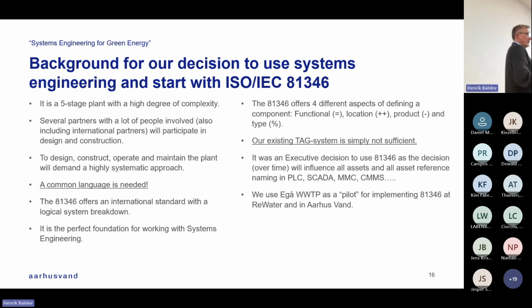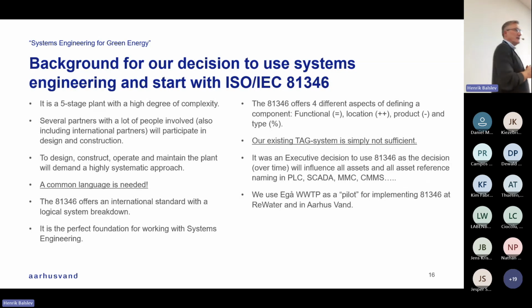And I promised Henrik to say a common language is needed. And it certainly is. And the standard, I'll just call it the standard from now on. Is that okay? The standard offers an international standard with logical system breakdown. And it's the perfect foundation for working with systems engineering as we see it, with its 4 different aspects of defining a component: the functional, the location, the product, and type. And we must just say that our existing tax system on our existing infrastructure is not sufficient to contain all that information that is needed. So we had to find something else to do.